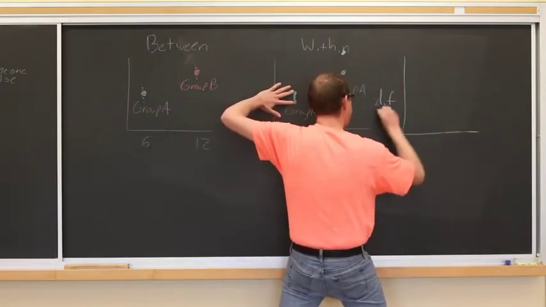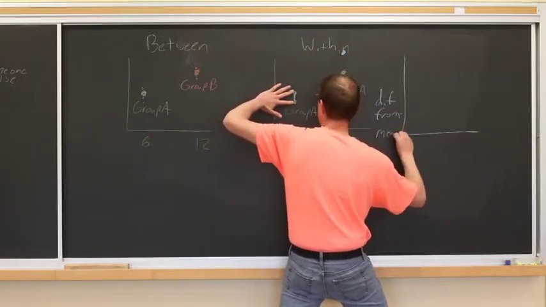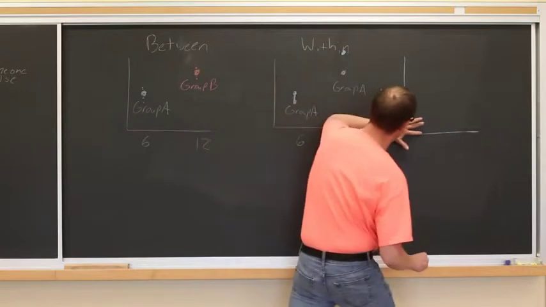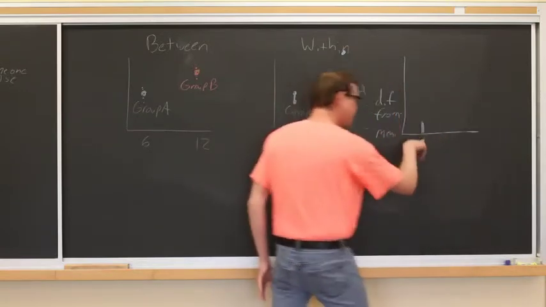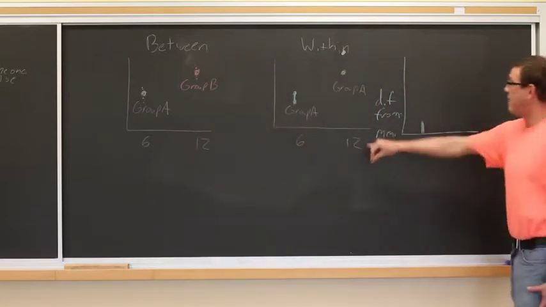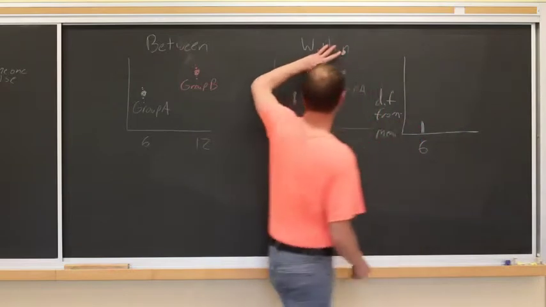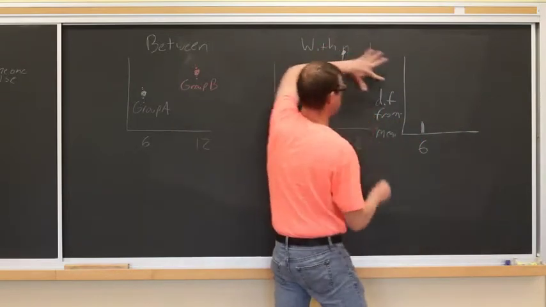Difference from mean. So this is how much different I am from the mean at set size 6. Now for set size 12, we can do the same type of thing. Here I'm this much different from the mean.